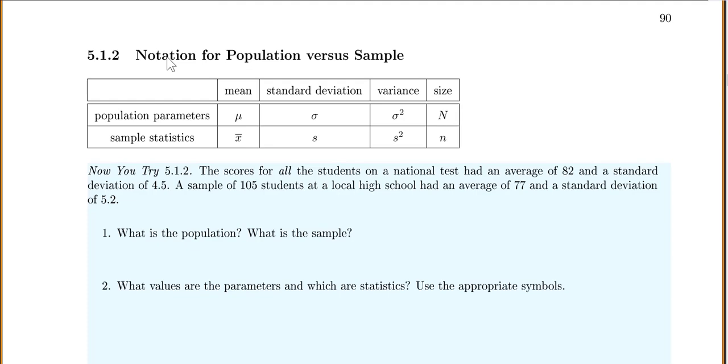We do have specific notation for population versus our sample. So population parameters would be like our mean, mu, standard deviation, sigma, variance, sigma squared, and size, capital N. I don't think I've ever actually seen anyone use this capital N for our population size, probably because we usually don't actually know our population size, but it is there. Our sample statistics then, like our sample mean would be x bar, our standard deviation would be s, our sample variance would be s squared, and our sample size is n.